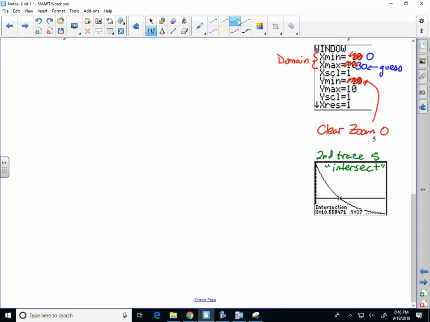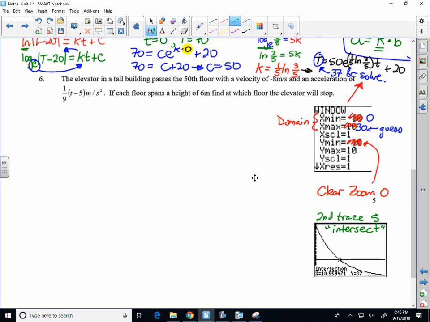All right, so what that did was the equivalent, the calculator analog, I guess, to solving this equation for t when lowercase t with capital T is equal to 37. All right, so it just told us that because x represents time, lowercase t, it's going to take a total of 10.5, 10.6 minutes to get down to that temperature.